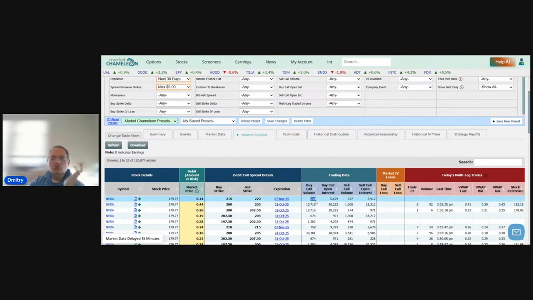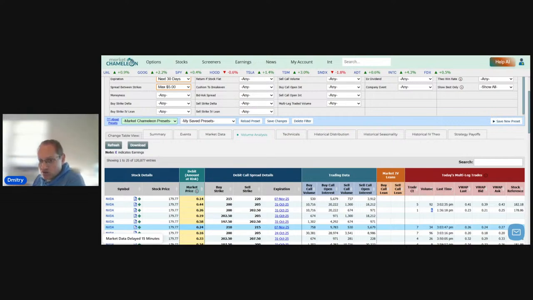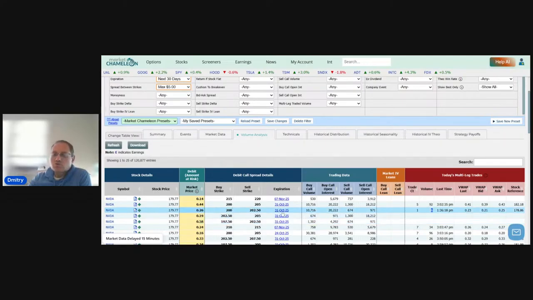There are 530 contracts traded on the 215 November 7th strike, and 737 contracts traded on the 220 strike. But over here, this shows us the actual trades that we detected in the spread itself. So not in the individual legs, but where we detected that a call spread traded in these particular legs in expiration.